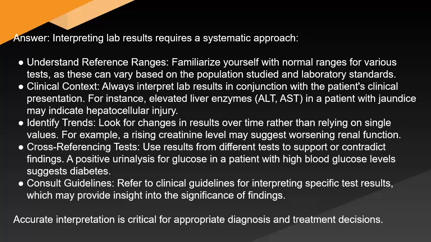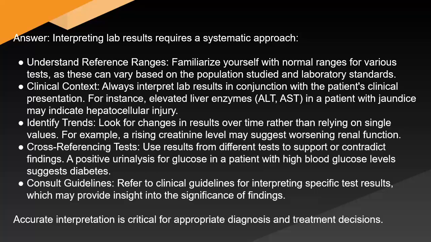Clinical context. Always interpret lab results in conjunction with the patient's clinical presentation. For instance, elevated liver enzymes, ALT and AST, in a patient with jaundice may indicate hepatocellular injury. Identify trends. Look for changes in results over time rather than relying on single values. For example, a rising creatinine level may suggest worsening renal function.